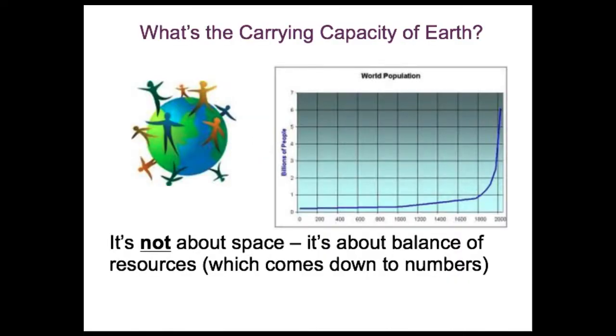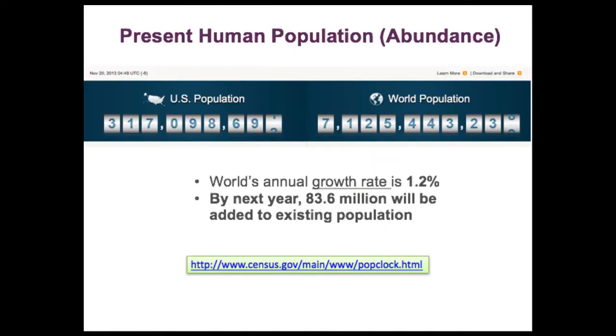Another question we can ask ourselves is, what is the carrying capacity of our Earth? Is there a point where we simply won't be able to maintain populations and maintain the quality of life that many of us are accustomed to? I would say that it's not about space, but it's truly about the balance of resources. It's about figuring out ways and technologies that allow for humans to coexist with the world around us.